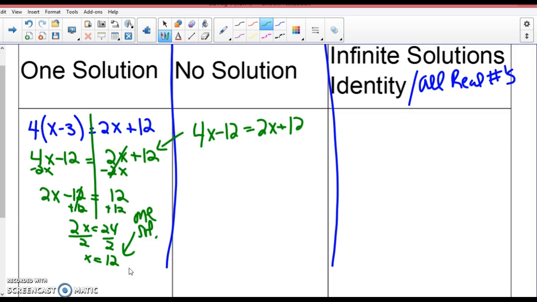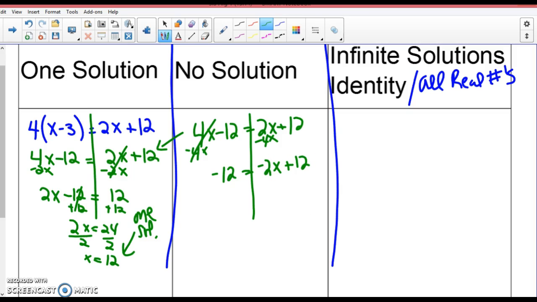Now, when I did this problem the first time, I decided to move this 2x from the left to the right. Well, what if you decided to move this 4x from the left? I said that backwards the last time. I want to move this over here. Look, subtract 4x from both sides. Let's see what's going to happen. 4x minus 4x is 0. So I'm left with negative 12 equals. 2x minus 4x is negative 2x. Bring down the plus 12.